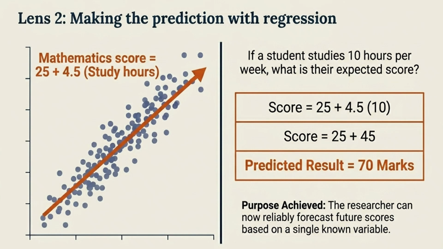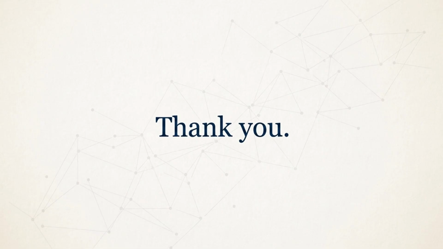Suppose a student studies 10 hours per week, then score = 25 + 4.5 × 10 = 70. Therefore, the predicted mathematics score is 70 marks. Thus, regression enables the researcher to forecast future scores based on a known value of study hours. Remember the simple statement: correlation finds relationship, regression uses those relationships for prediction.